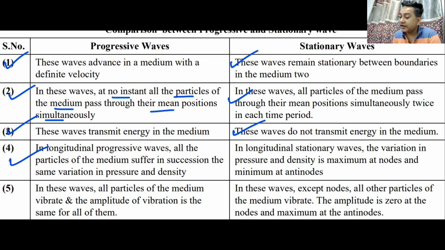All particles have different pressures and different intensities at different points at different times. Remember, here the intensity is fixed. At a node it is 0 and at an antinode it is maximum. Here particles are vibrating with the same amplitude in a progressive wave. In a stationary wave, the amplitudes are different. Do we understand this? Please note this down while I give you 2 minutes.